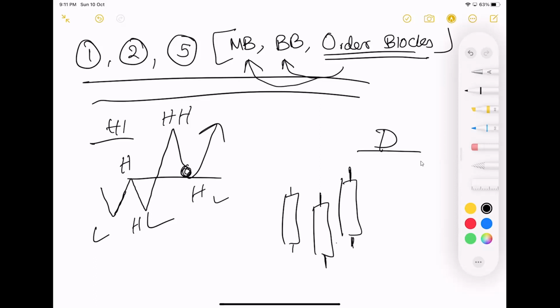Of course the color is important. You have the down close candle, and then you have the up close candle. So if you look, the lows are going upward. This is essentially like a trend line scenario. Whenever we have a trend line scenario like this, that is a mitigation block, right?